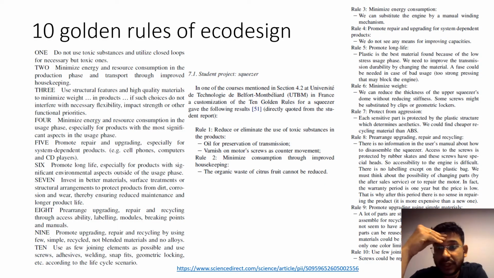Okay, let's come to the slide of the 10 golden rules of eco-design. On the left, you see the 10 rules. On the right, you see a student project which tried to apply these 10 rules to a particular product. So let's first take a good look at the rules. First thing, don't use toxic substances. Of course, this is also a key rule in the 12 principles of green chemistry.